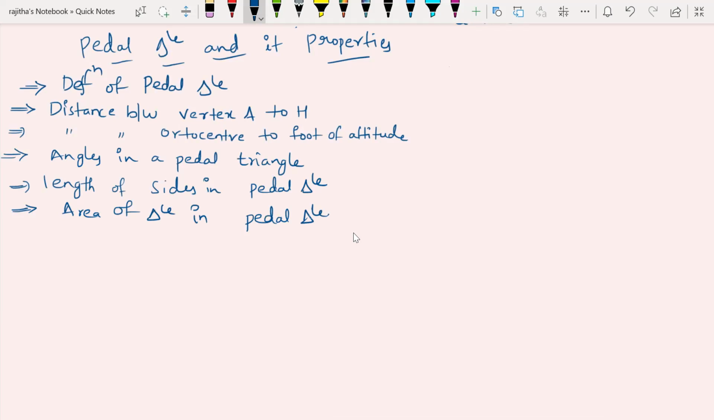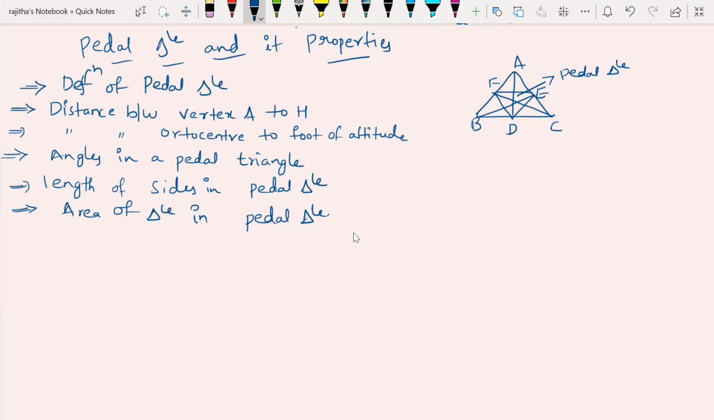Let us see. What is the actual definition of pedal triangle? In a triangle ABC, a triangle formed by the line joining the foot of altitude. This is the foot of altitude AD, BE, CF. Joining FD, DE, FE, this is the pedal triangle. Triangle DEF is the pedal triangle.